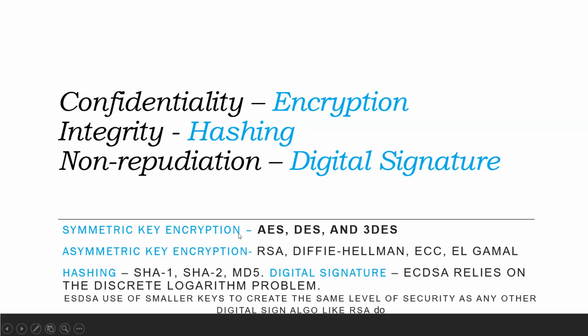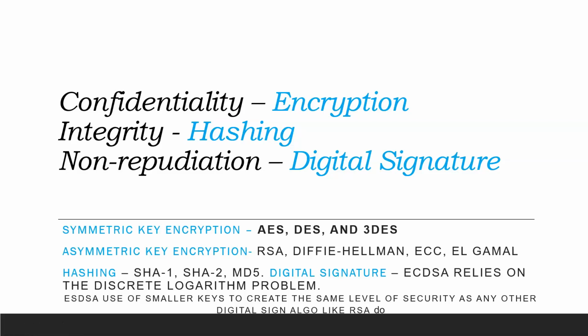Symmetric key encryption we have seen. Encryption has two types of algorithms, symmetric and asymmetric. AES, DES, 3DES are examples of symmetric key. Industry mainly uses AES. For asymmetric keys, we have seen RSA, Diffie-Hellman, and ECC. Those are the asymmetric key algorithm options. For hashing, we have seen SHA-1, SHA-2, MD5.